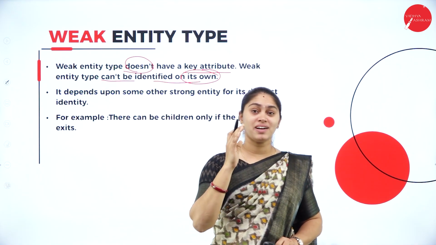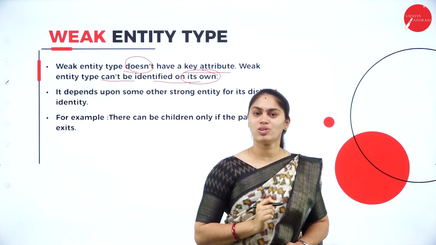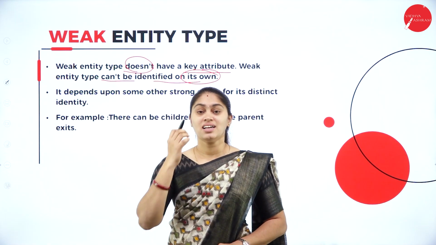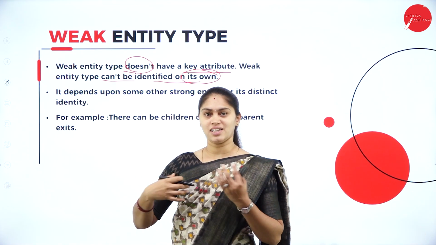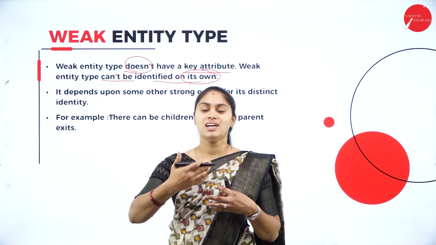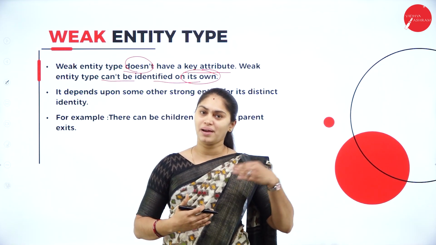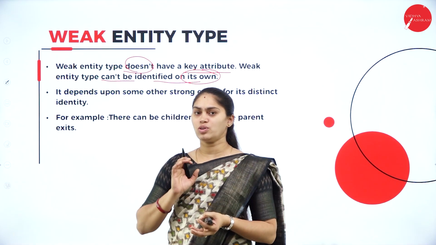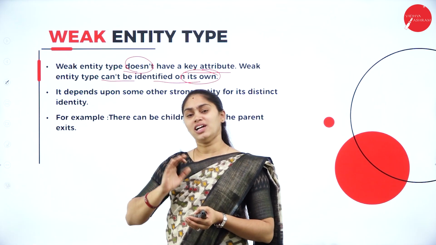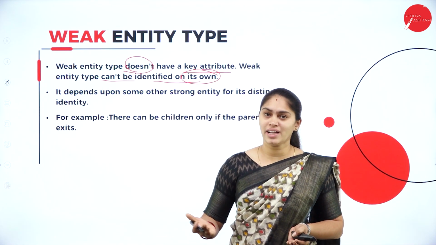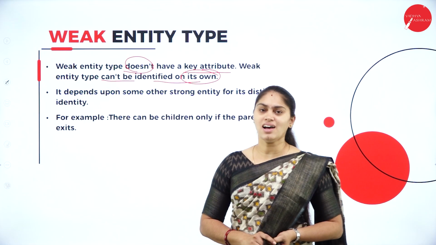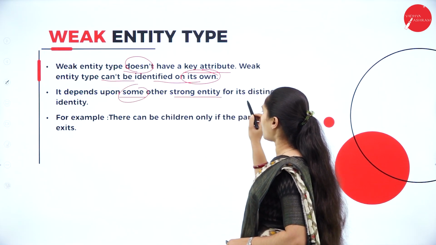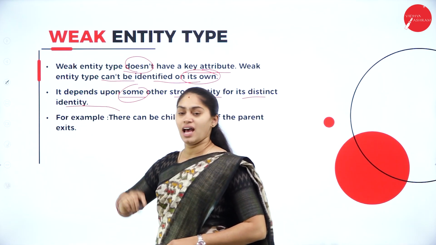People are identifying you by your parent, so that parent is going to play the role of a strong entity, and their attributes are inherited by you. That means you are identifiable with your parent. So you are a weak entity type. When we don't have our own key attribute to identify an entity type uniquely, then we can say it is a weak entity type. It depends on some other strong entity for its distinct identity.